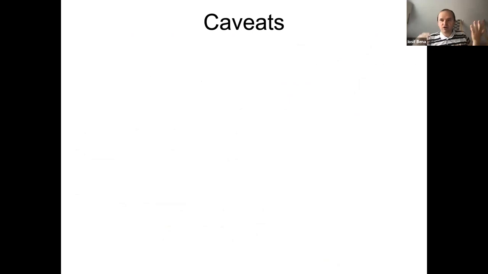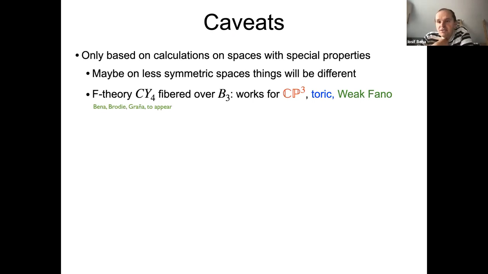Okay, great. We have this nice calculation. But a conjecture is only good until you find a counterexample. So the question is, how do we know, based on all these examples, that the conjecture is correct? In a sense, we only found the conjecture using spaces with special properties. We looked at K3 times K3, we looked at CP3, we looked at nice symmetric fibrations. So maybe when you have less symmetric spaces, things are going to be different. That's what you can hope.